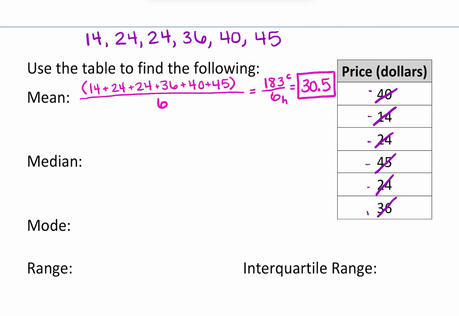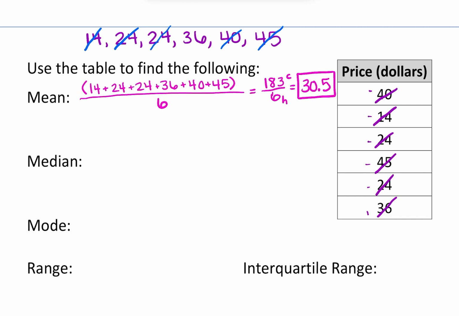All right, so median. This one's really important. Median, remember, is the middle. So the way we are going to do this is we are going to start with the outside two numbers, and we are going to slowly make our way in. So on this side, I am going to put one line through the 14, and then on the other side, I'm going to put a line through the 45. And then I'm going to keep doing that until I find the middle number. So next is 24. Back to the other side, I do 40.